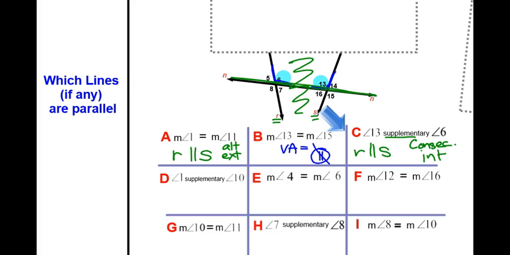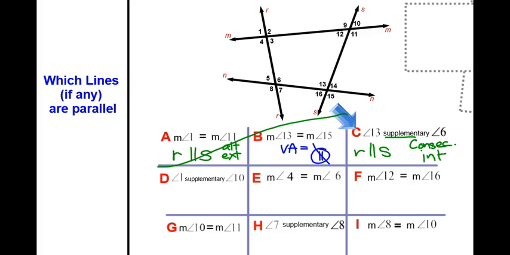All right, let's clear off everything that we have there. Let's get that guy out of there. Let's go on to question D. It talks about angle 1 and angle 10. So I'm going to put a mark on angle 1 and I'm going to put a mark on angle 10. I'm going to highlight those two angles.